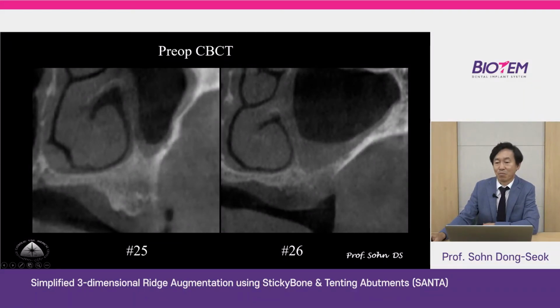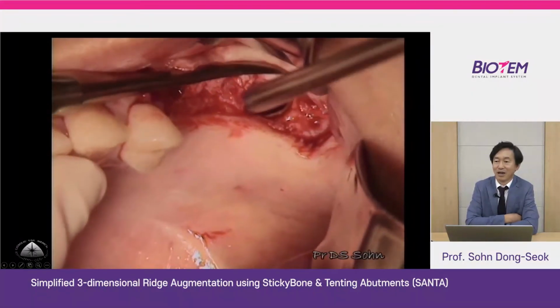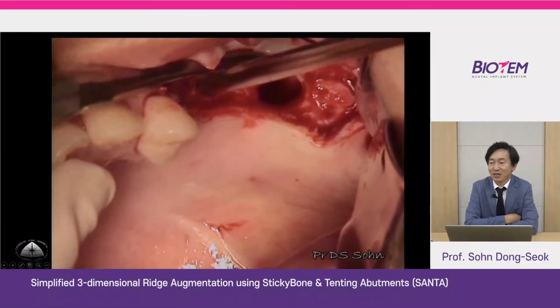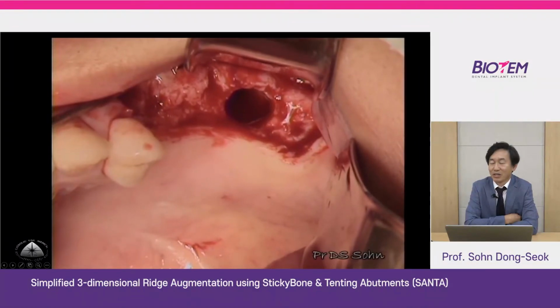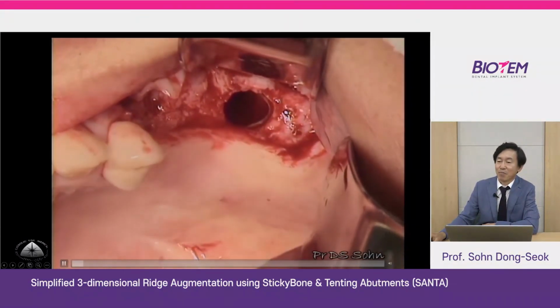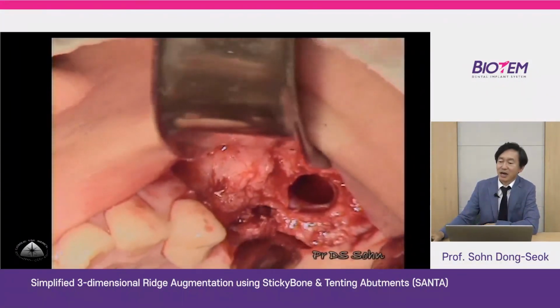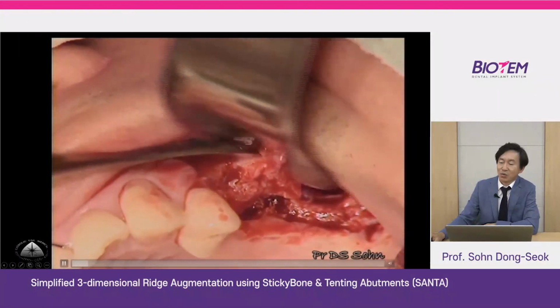This is the pre-op cone beam CT. A full thickness flap was elevated. As soon as the buccal flap was elevated, the huge defect, the 10 millimeter bony communication, was revealed, and a second, small bony communication was revealed.